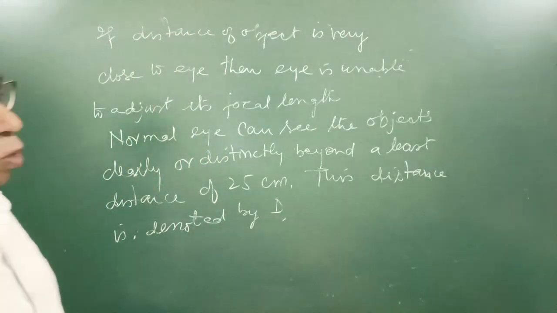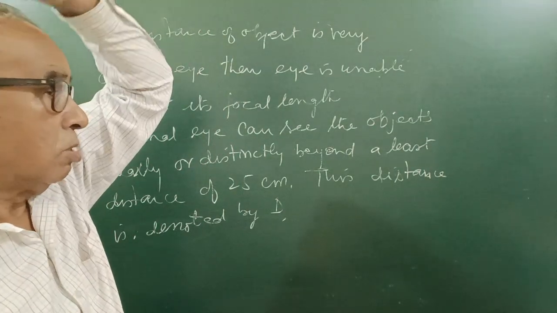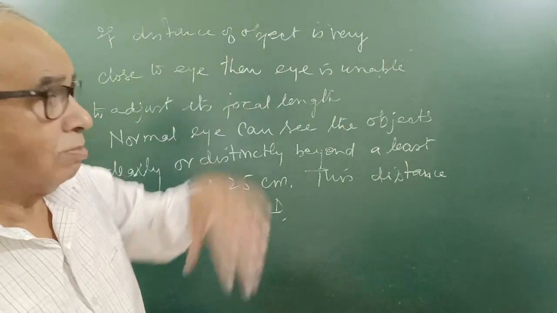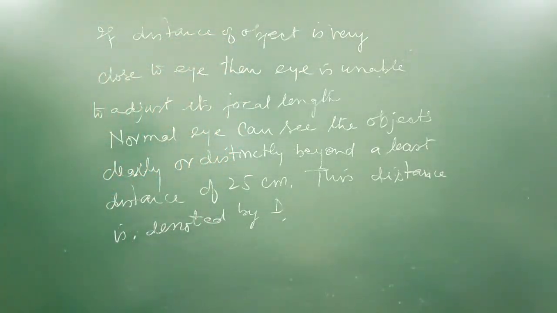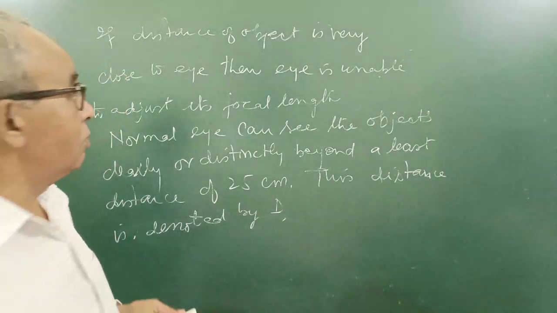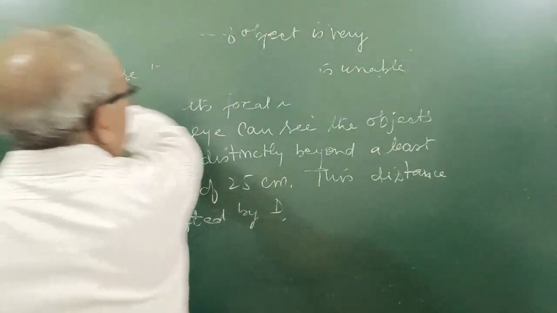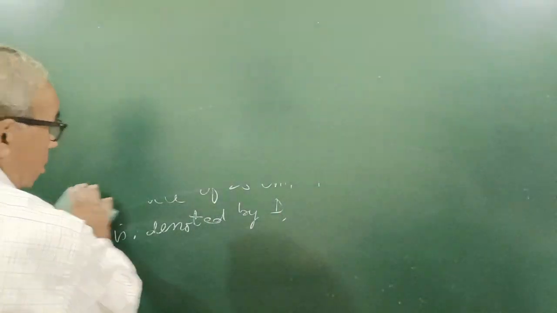And in old age, the far point, the near point goes away. So we use convex lenses. But that is not our concern here. I want to explain what is the least distance of distinct vision. For a normal eye, if an object is less than 25 centimeters from the eye, I will not be able to see that distinctly. A blurred image will be obtained.